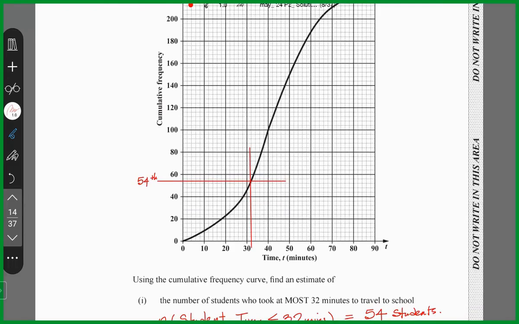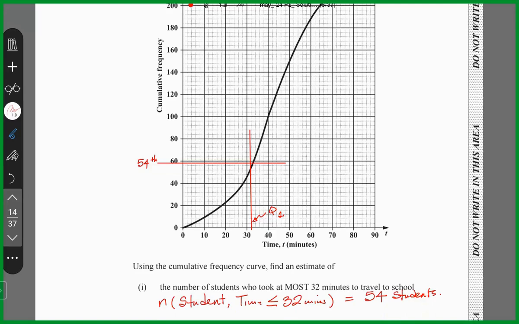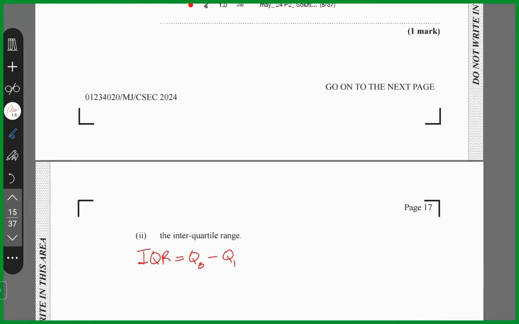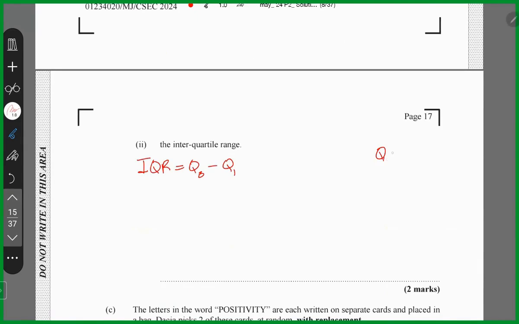So student 55, yep, I don't think I'm going to get it more accurate than this. Student number 55, this value here would actually be my Q1, because I'm not going to get student 55 exactly on this. So student 54 will have to work for me. So Q1 is 32 minutes.